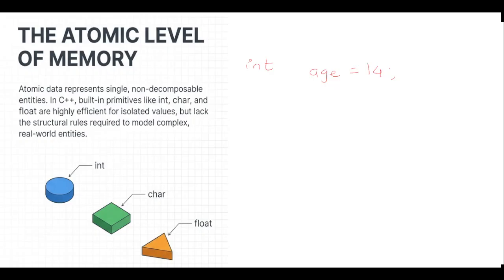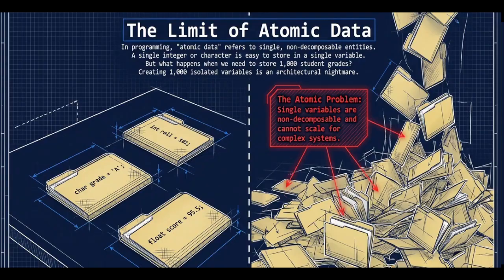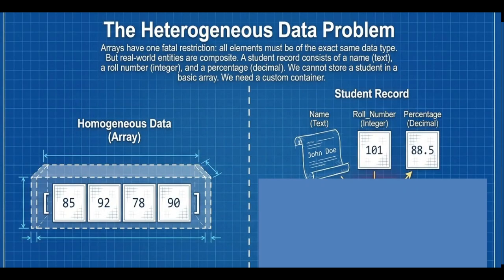But to model real-world entities, these built-in primitives are not sufficient. For example, if I want to store the grades of 1000 students, then I need to create 1000 single variables, and to maintain and manage them is difficult. And therefore, we will see an array.